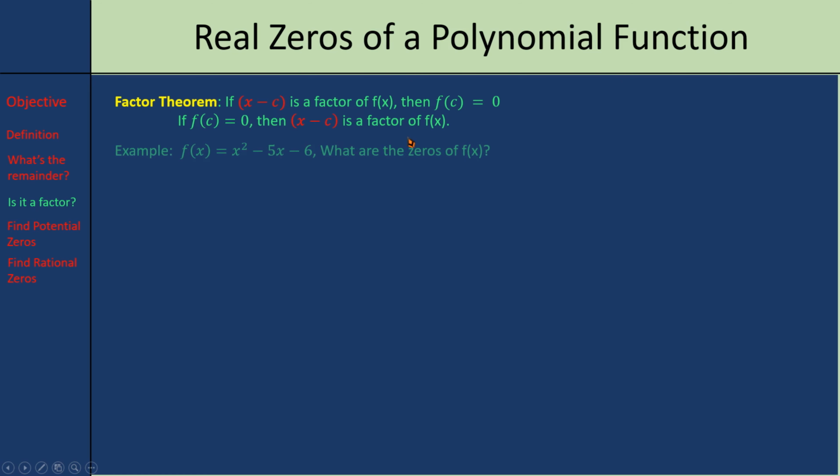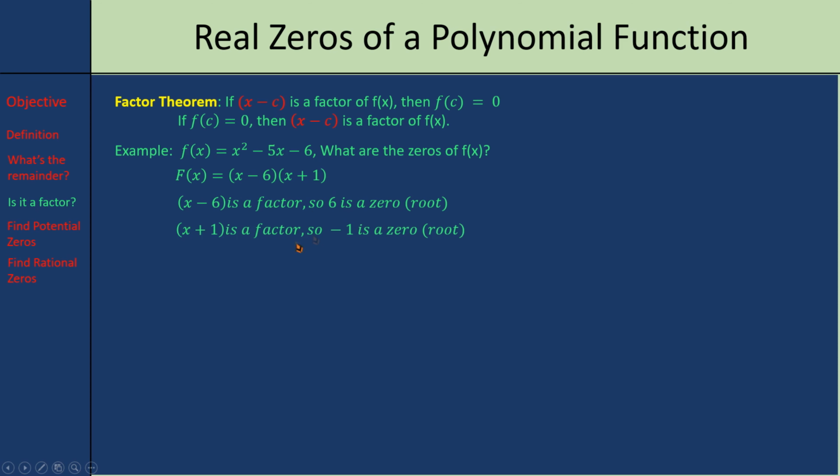Okay, so let's use that in an example. We're going to use this to find out what the zeros of f of x are. Here, f of x is a nice trinomial, so it's a quadratic. We know how to factor it, so factoring is the easiest thing to do. I'm just going to factor it. I get my factors to be x minus 6 and x plus 1. Since x minus 6 is a factor, the opposite of negative 6, positive 6, is a 0 or a root of f of x, right? And x plus 1 is also a factor, so negative 1 is a 0 or a root.